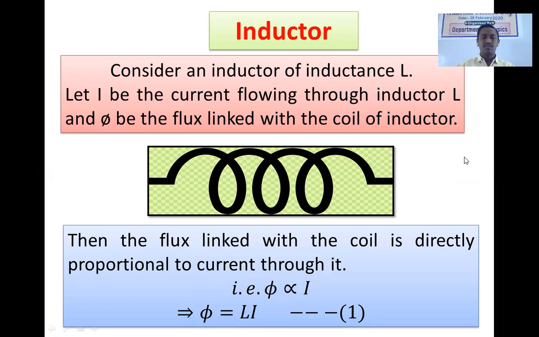If I is the current flowing through the inductor, and due to the flow of current, suppose phi is the flux linked with the coil of the inductor, then we know the flux linked with the coil is always directly proportional to the current flowing through the coil, that is phi proportional to I. If we remove the sign of proportionality and put the constant L, the equation becomes phi equals L into I, where L is called the coefficient of self-inductance.